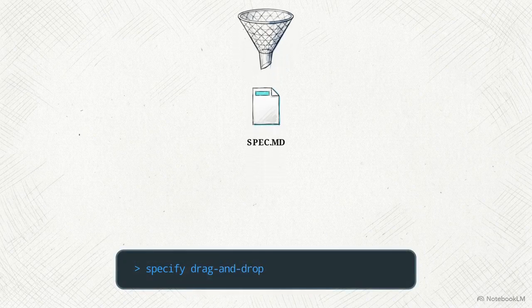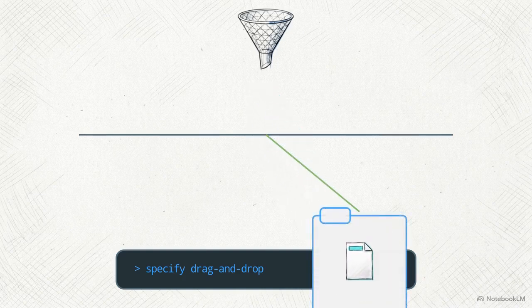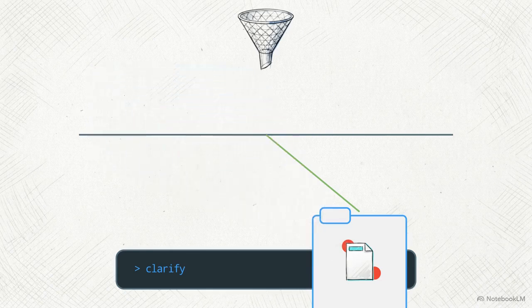We trigger this by typing the specify command, followed by our drag-and-drop idea. SpecKit immediately isolates the work. It checks out a brand new feature branch and writes our requirements into a clean spec.md file. Because human instructions are rarely perfect, we run a clarify command next. The AI scans the new spec for ambiguities and asks us how to handle edge cases. For instance, it asks us what should happen if a user drags a goal near the bottom edge of a long list. We select the option to auto-scroll, and the AI bakes that decision directly into the spec.